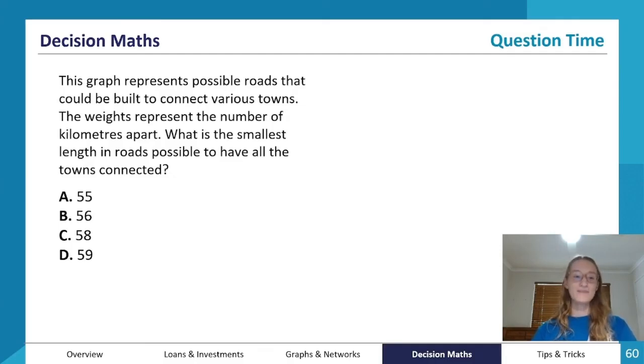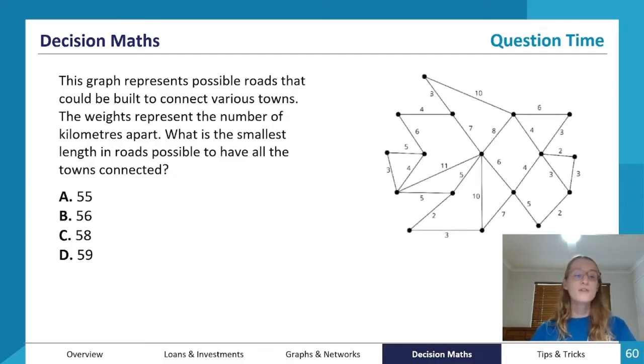So let's have a look. This graph here represents possible roads that could be built to connect various towns. Our vertices are different towns in a certain area, and our edges are possible roads that could be built to connect the towns, and the weights, the numbers associated with the edges, represent the number of kilometers apart that the towns are. So the question is asking: what is the smallest length in roads possible to have all the towns connected? Is the minimum spanning tree going to have a total weight of 55, 56, 58 or 59 kilometers?